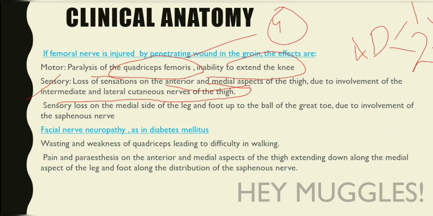Then we have sensory loss on the medial side of the leg and foot up to the ball of the great toe. It is because the saphenous nerve would also be damaged. If there is any injury to your femoral nerve, obviously this saphenous nerve, which is a cutaneous branch of the posterior division of the femoral nerve, would also be injured, and as a result there would be sensory loss on the medial side of the leg and up to the ball of the great toe, right?